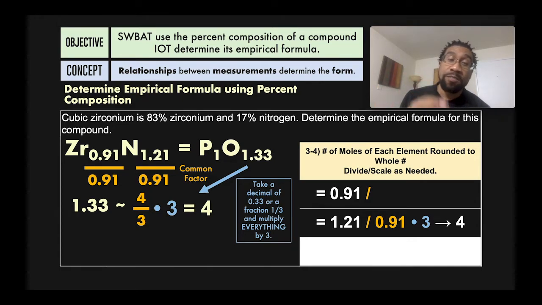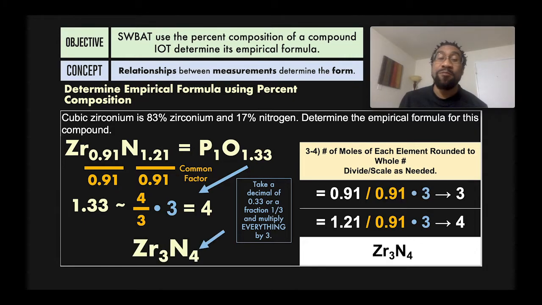So if we multiply everything by 3, we can get rid of that third. So 1 on the zirconium times 3 will give me 3. And 1.33 times 3 will give me 4. So we get Zr3N4 as the empirical formula for cubic zirconium.